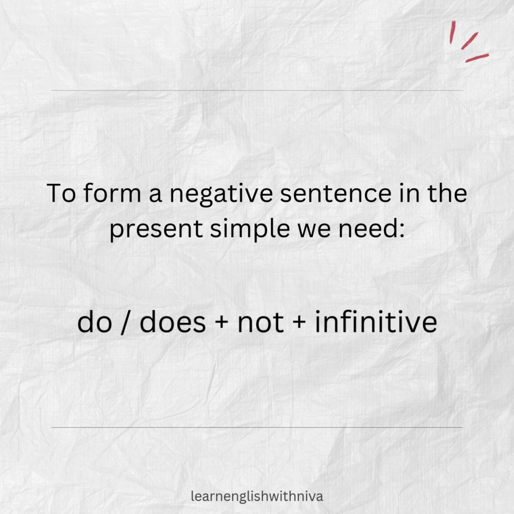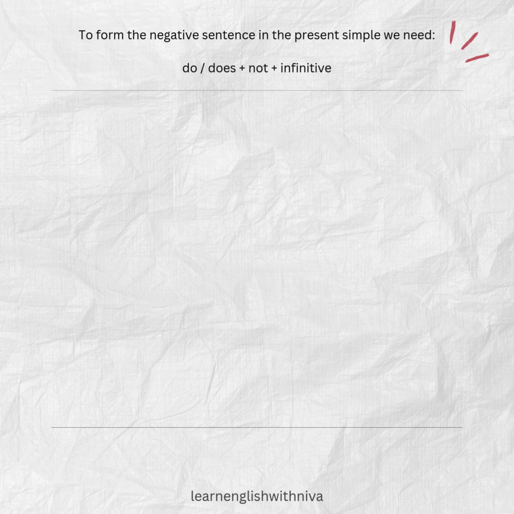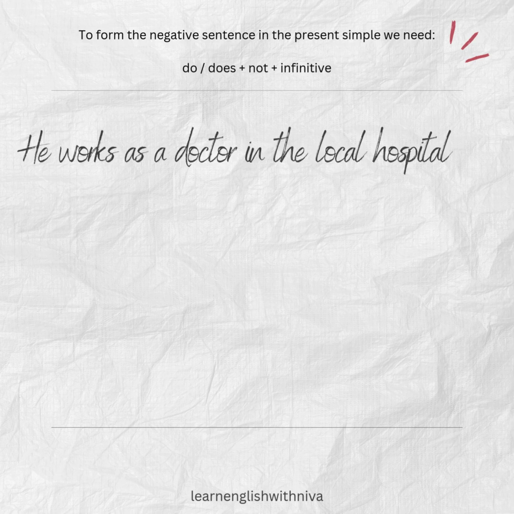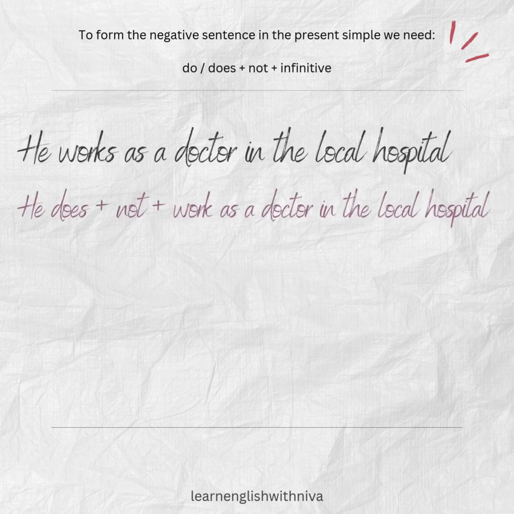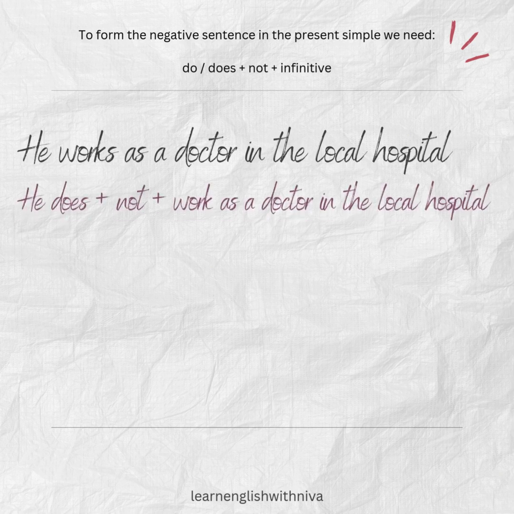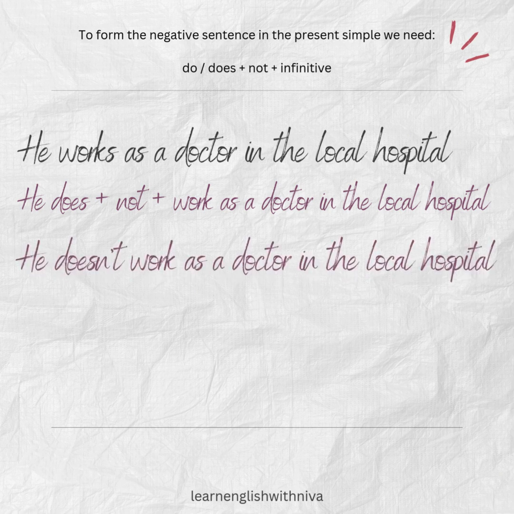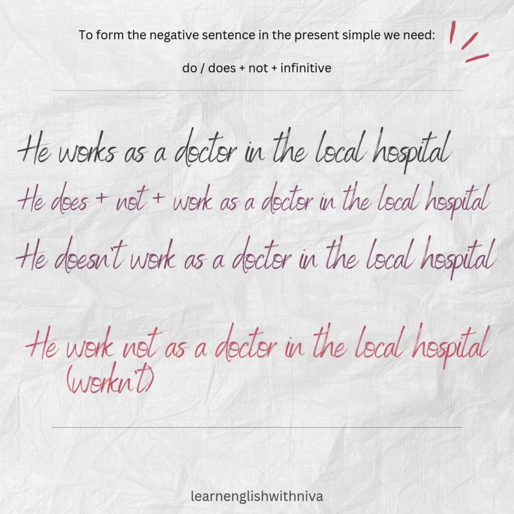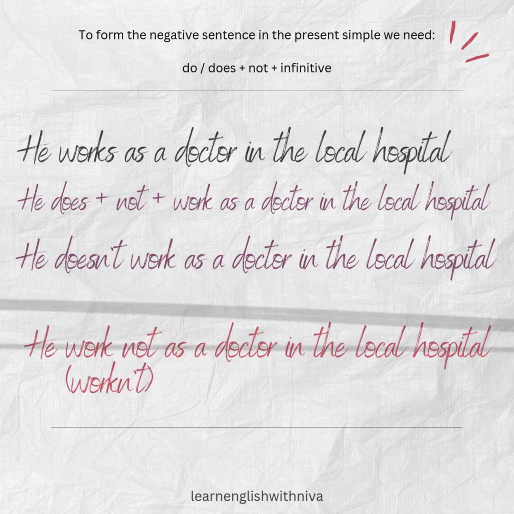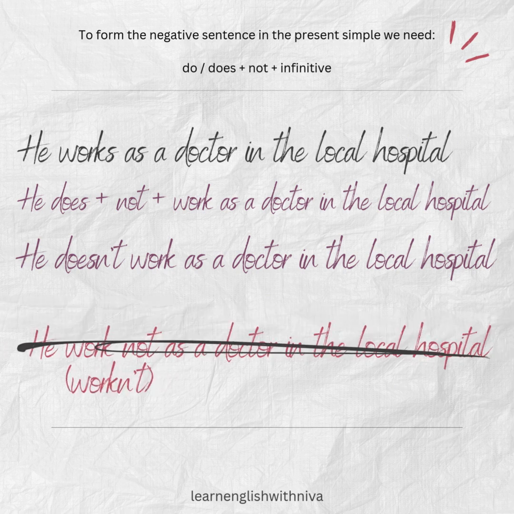then the infinitive. So if we look back at our original sentences, he works as a doctor in the local hospital. He does not work as a doctor in the local hospital. Or you can contract it and say he doesn't work as a doctor in the local hospital. It is not correct to say he work not as a doctor in the local hospital. That doesn't make sense.